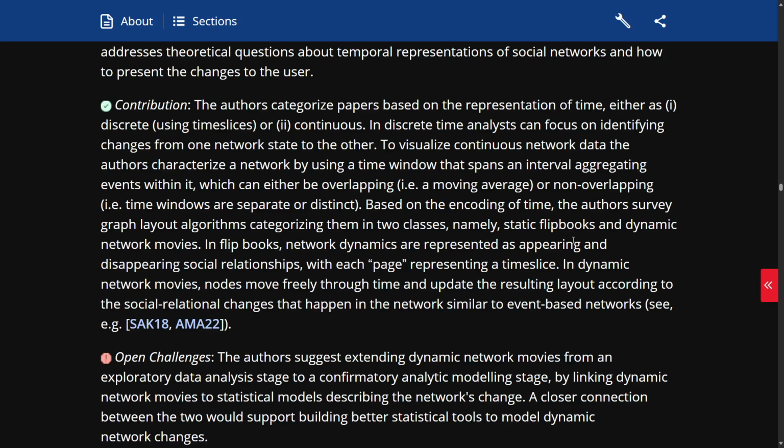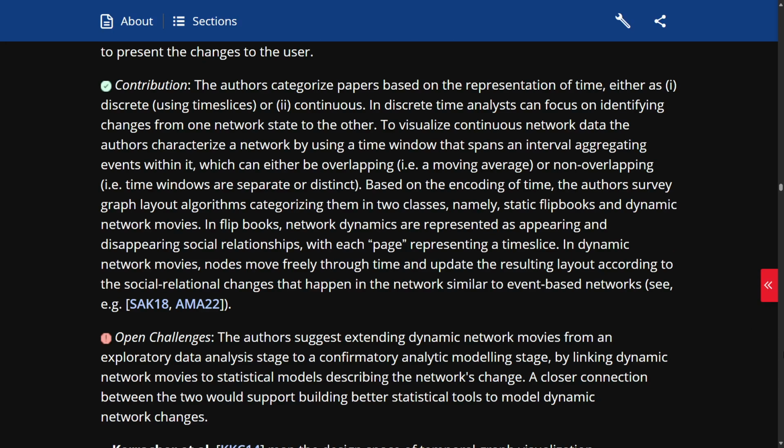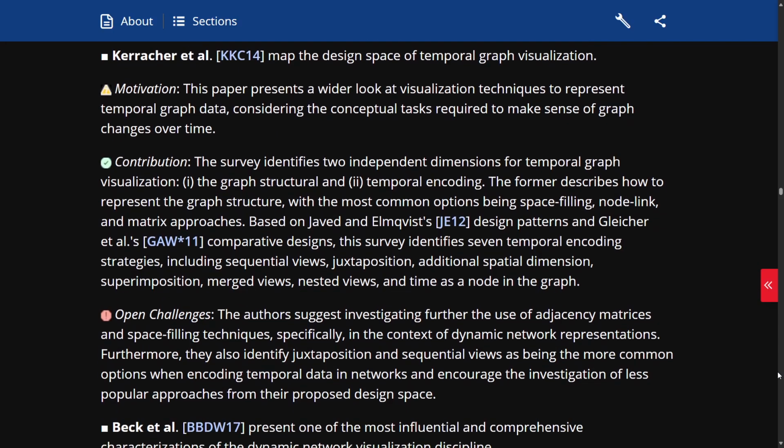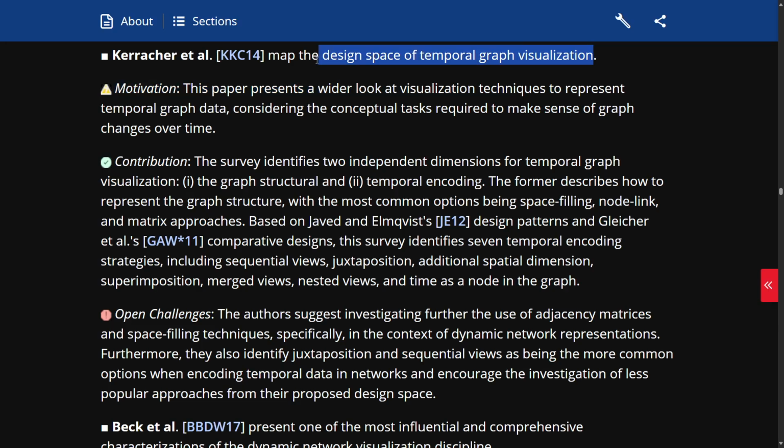Open challenges. The authors suggest extending dynamic network movies from an exploratory data analysis stage to a confirmatory analytic modeling stage by linking dynamic network movies to statistical models describing the network's change. A closer connection between the two would support building better statistical tools to model dynamic network changes. Kerracher et al. [KKC14], Mapping the design space of temporal graph visualization. Motivation. This paper presents a wider look at visualization techniques to represent temporal graph data, considering the conceptual tasks required to make sense of graph changes over time.